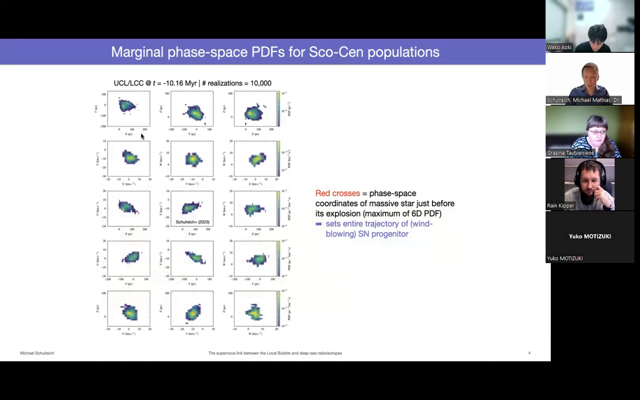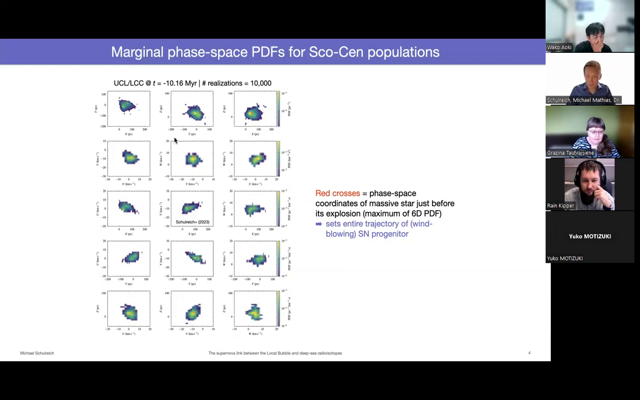And at the explosion time of each supernova, we now paused all our back calculations of the corresponding population and computed the six-dimensional phase-space probability density function for the population's combined realization. So for all of its realizations at once. And since 6D plots are notoriously difficult to look at, what I show you here are just projections onto all sorts of two-dimensional planes, in this case for UCL-LCC, at t minus 10.16 million years, which is the explosion time of the very first supernova in our model.